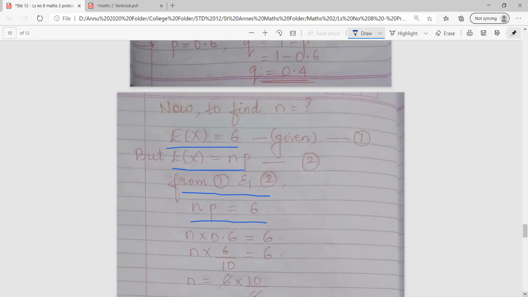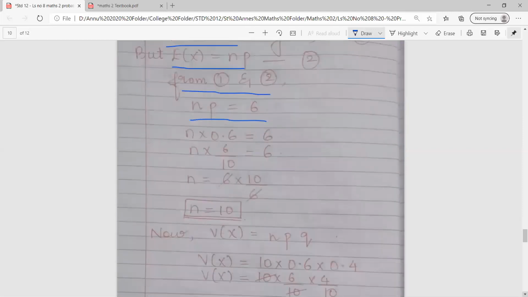So you have the value of P. So substitute 0.6. Remove the decimal. So I can write 6 by 10. Cross multiply, so 10 will go up, 6 will go down, 6 cancel, you get the value of n to be 10.